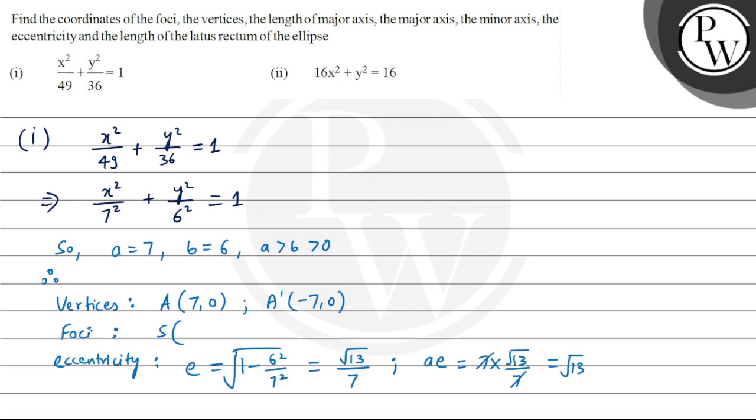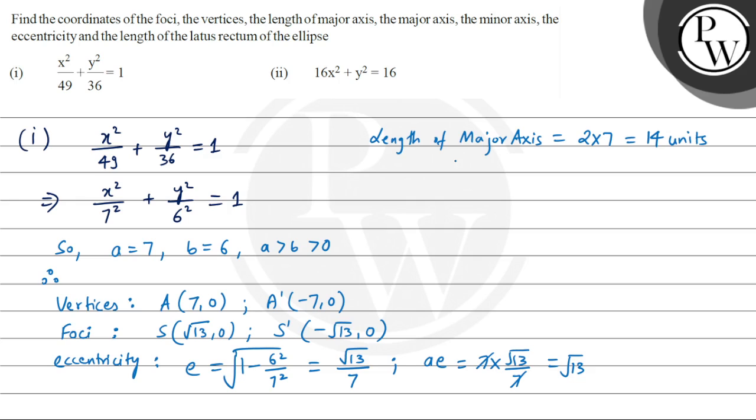So we can say that the foci points will be (ae, 0), that is (root 13, 0), and S dash will be (minus root 13, 0), right? We have the foci points, we have the eccentricity. Now we have to find the length of the major axis, and that would be twice of a, right? 2a is the length of the major axis, so it will be equal to 2 into 7, that is 14 units.